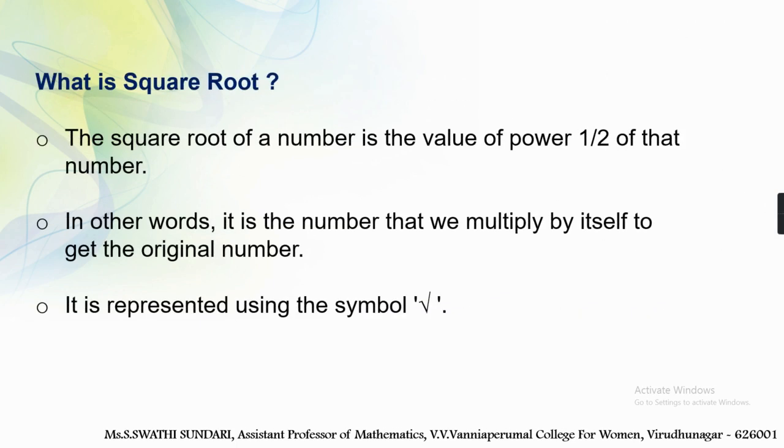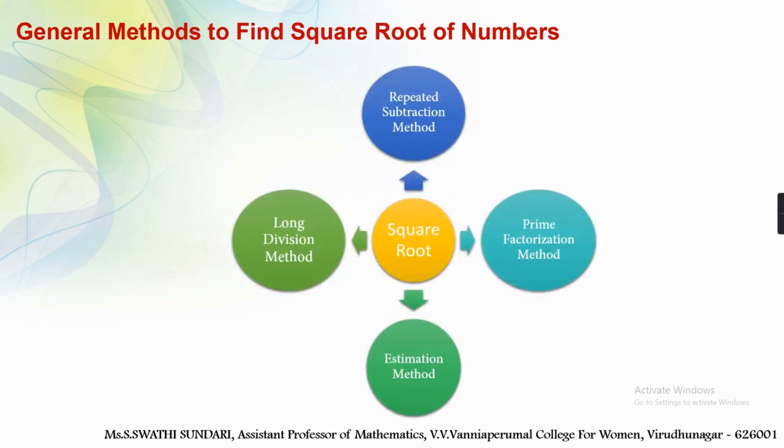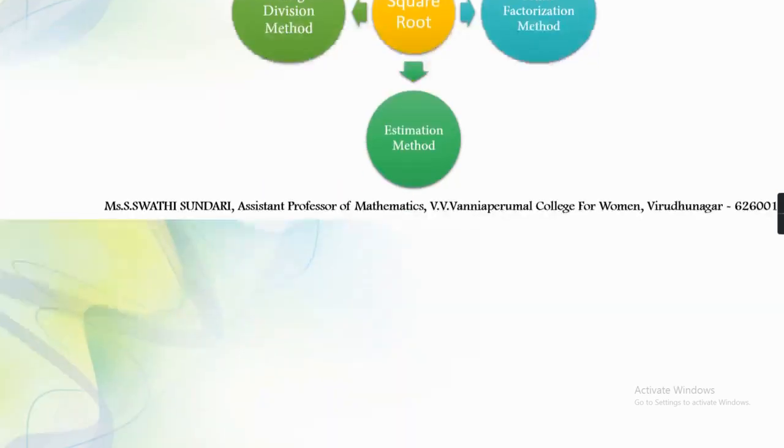Now, we recall the basic notions of square roots. The square root is a number which is the exponent 1 by 2 of the given number. We know the four methods that help to find the square root of a number: the repeated subtraction method, prime factorization method, estimation method, and long division method.